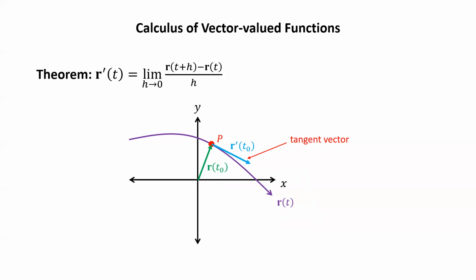This vector, r prime of t0, is known as a tangent vector. And the corresponding tangent line has equation r of t equals r of t0 plus t times r prime of t0. Note that this is just the equation of a line passing through the point corresponding to t0 when you plug it into the vector-valued function r, and is parallel to the tangent vector r prime of t0.